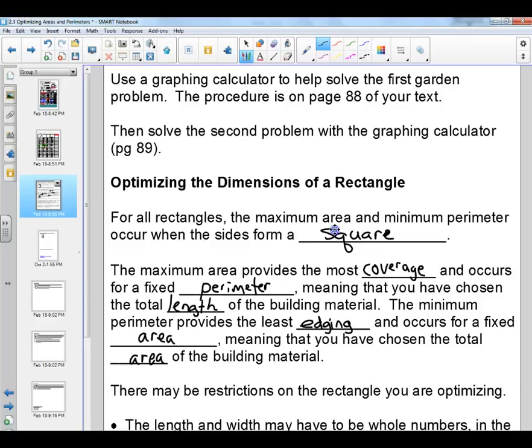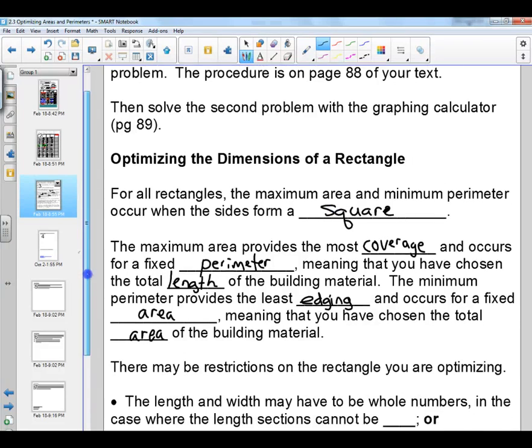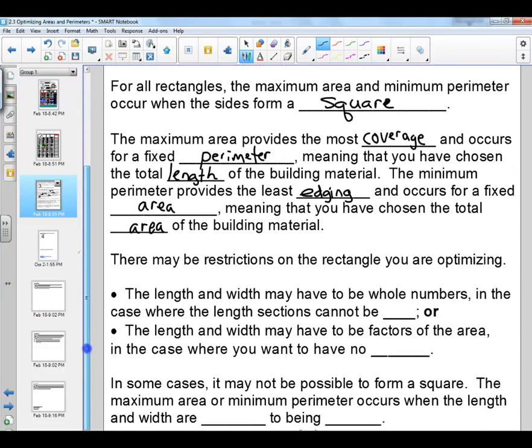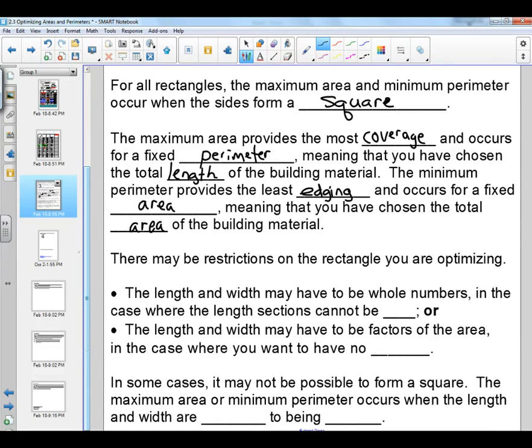Okay. So some restrictions we saw on the rectangle that we were optimizing: the first one is that the length and the width may have to be whole numbers in the case where the length sections cannot be cut. We weren't cutting those 1 meter sections, so we had to use whole multiples of 1. Another restriction might be when we want to make sure that we use all the material and we're starting with area segments or tiles. In that case, you want to have no waste, so you have to use particular factors of that area value.